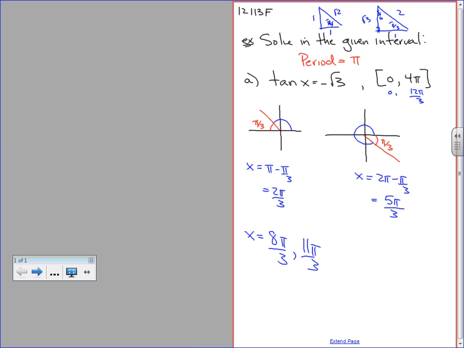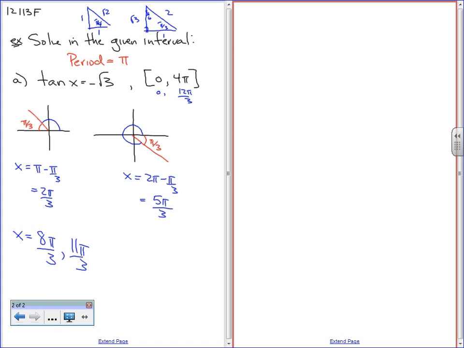So those are my 4 answers. Any questions on that? Okay, the process is always going to be the same, even if the angle changes.